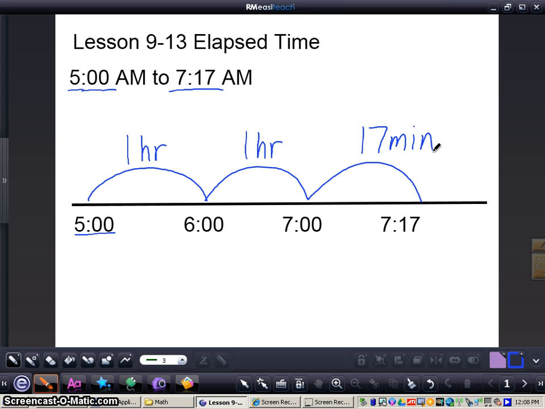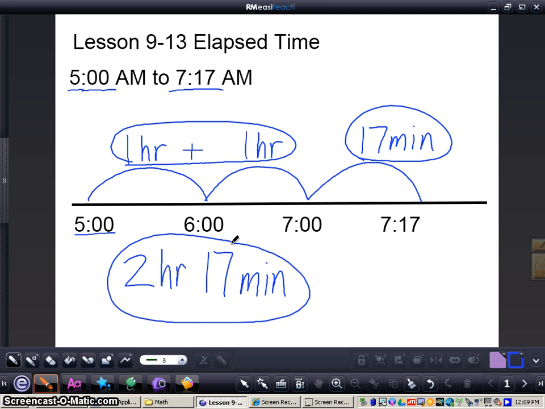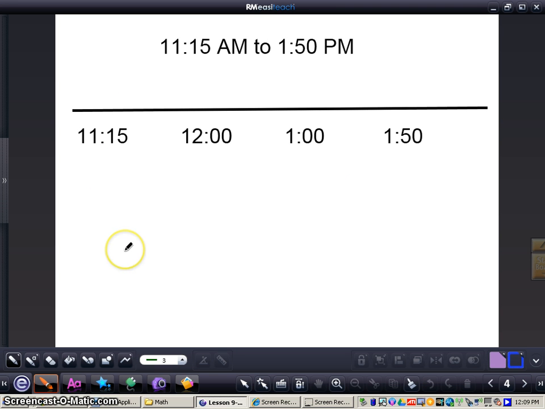Now what I'm going to do is add my 1 hour plus 1 hour. I know that's going to give me 2 hours. And then any minutes that I have left over I will add together. Now for this one I just have 17 minutes. So I have 2 hours, 17 minutes. So I'm looking at from 5 a.m. to 7:17 a.m. is the elapsed time of 2 hours and 17 minutes. Okay, so here's another problem.